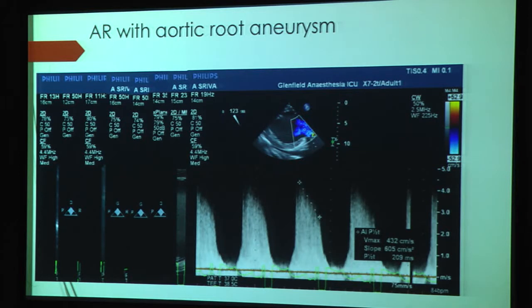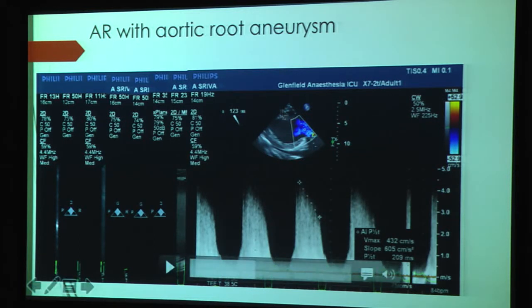Looking at the pressure half-time, this is now a transgastric long axis view rather than a deep transgastric view. You use a slight angle to the flow. We still get a good regurgitant envelope with a continuous wave Doppler, which gives us a pressure half-time of 209 milliseconds, which puts it just on the edge of severe to moderate AR.